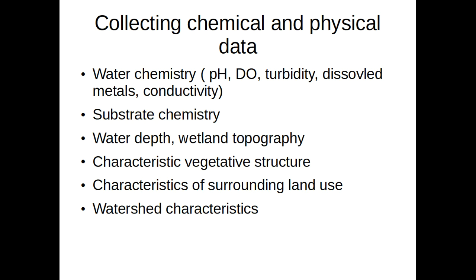Some common parameters used are water chemistry, that's nutrients, pH, dissolved oxygen, conductivity, dissolved metals, and turbidity. Commonly measured is substrate, the type of soil, sediment chemistry. Wetland topography figures in water depth, characteristic vegetative structure, characteristics of immediate surrounding land use, and watershed characteristics like land use, percent natural vegetation, and the nearest wetland.